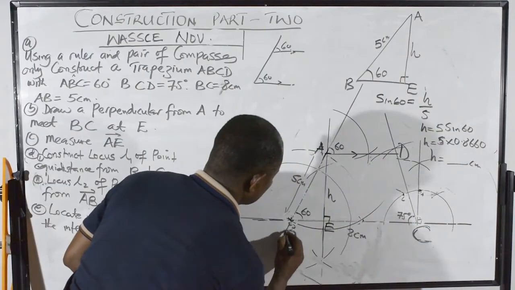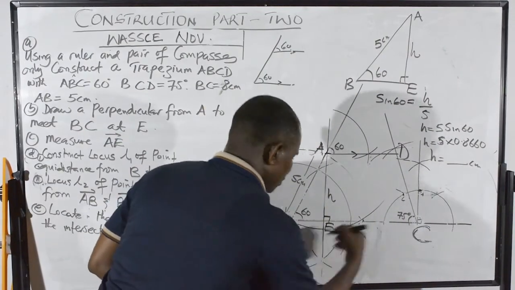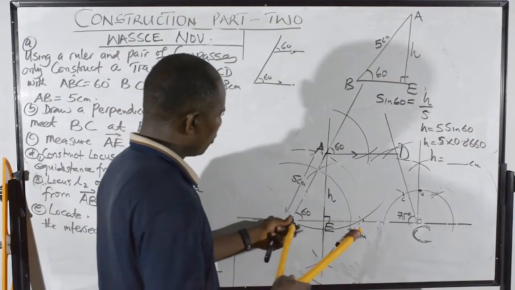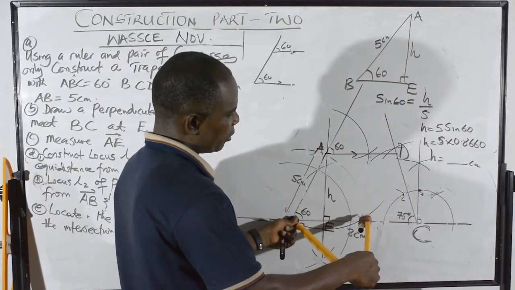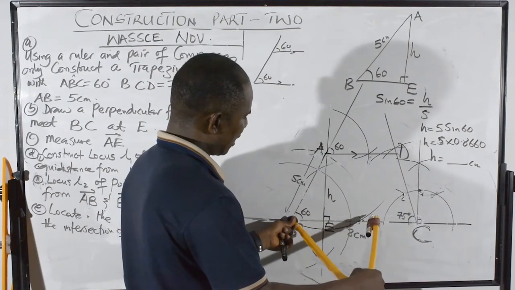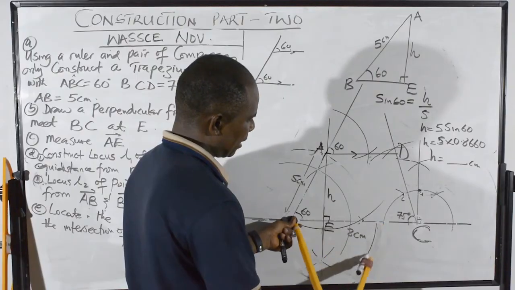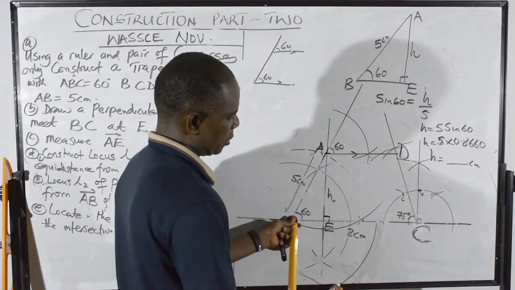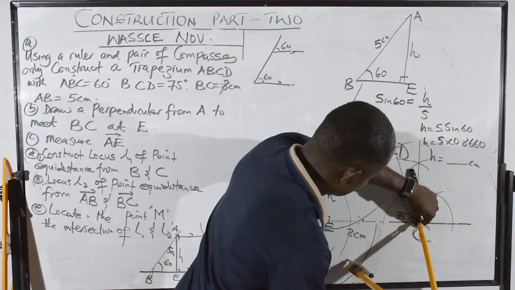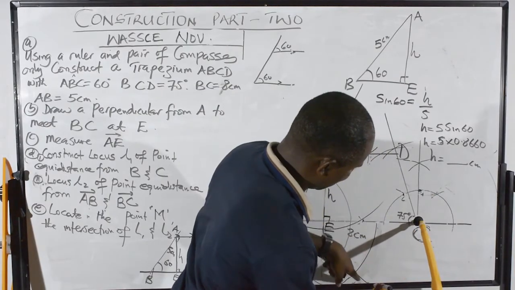B and C are two letters. For those two letters, I open the compass to more than half the distance. More than half. So I strike an arc from this point, I strike an arc there, here with the same radius. I stand here and strike another arc. So that's what I've done here.